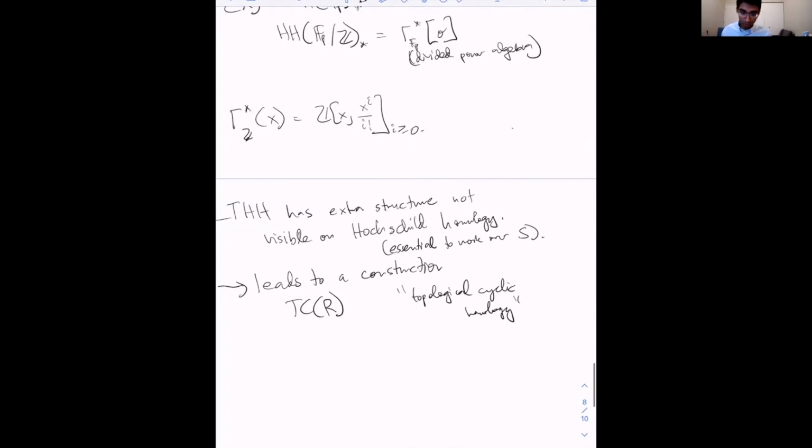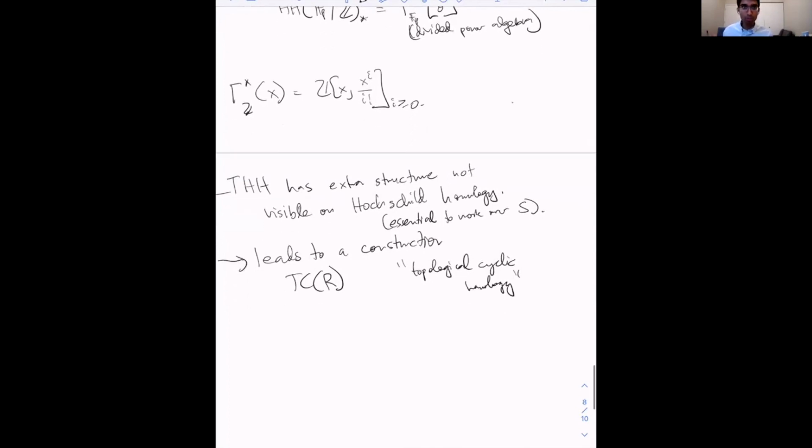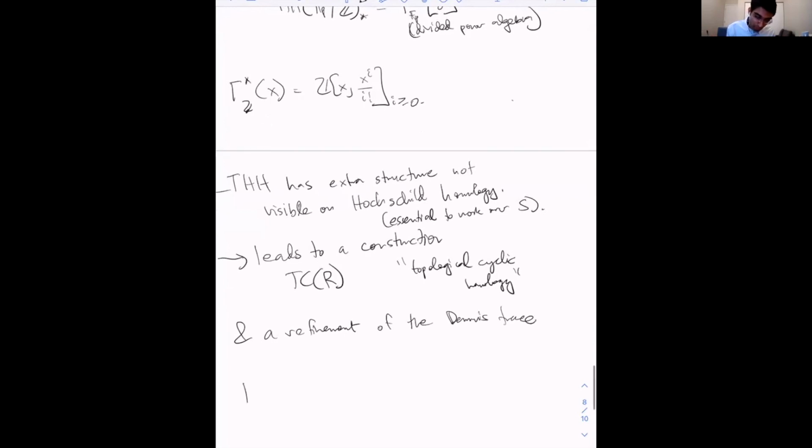So right, okay. So it leads to a construction. To make a long story short, it leads to a construction called topological cyclic homology, and sort of a refinement of the Dennis trace called a cyclotomic trace, which is now a map from K of R to TC of R. And so TC of R maps to THH of R, and this maps to the Hochschild homology of R. And this is called the cyclotomic trace.